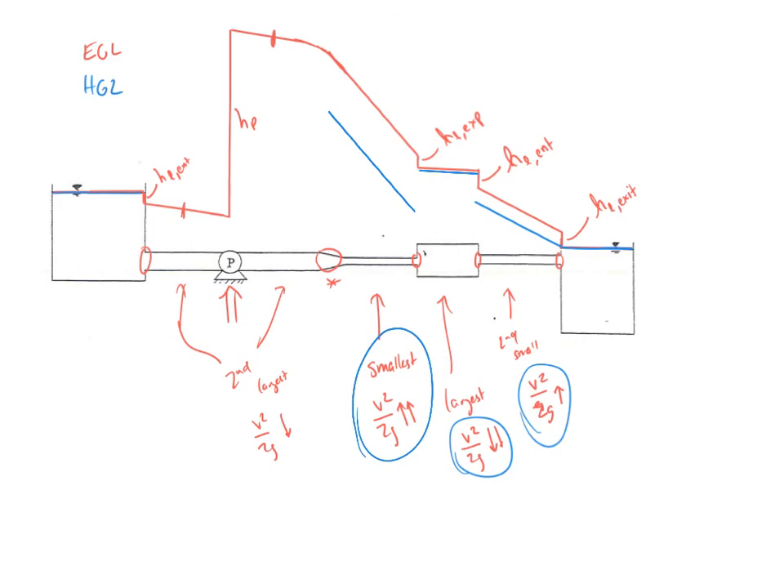All right, and then right in here, where it says second largest, v squared on 2g is relatively small. So we're going to be somewhere maybe like this. All right, so now we just need to connect the dots. So this is going to look like that. This is going to look like this. That's right, it's got some funny shapes. And there it is.